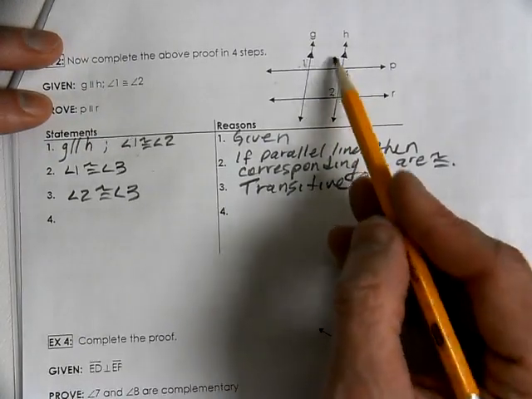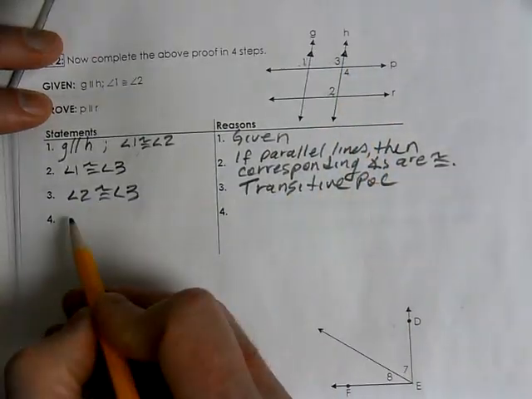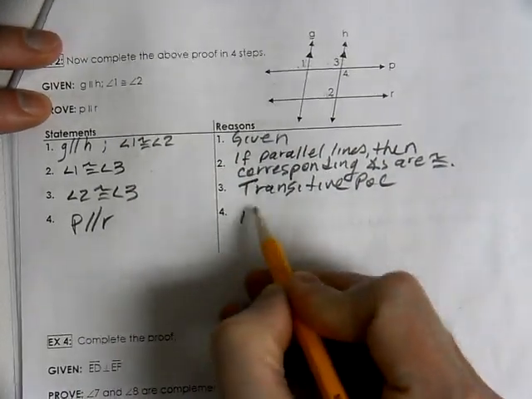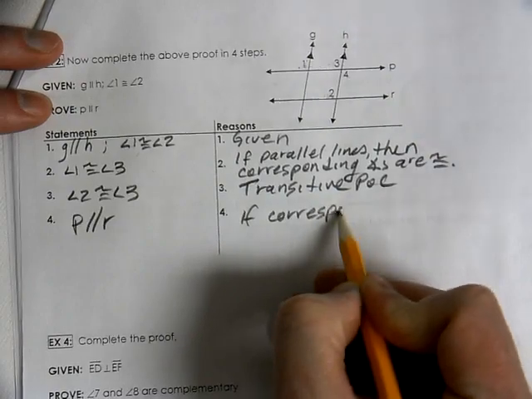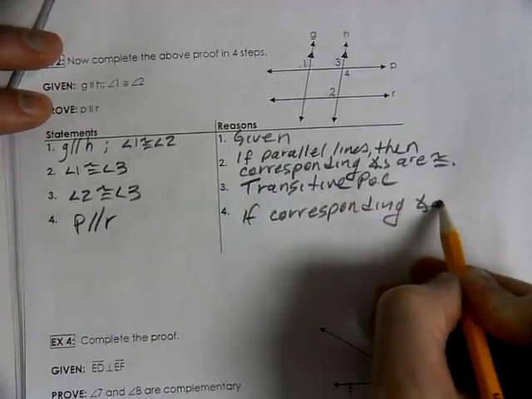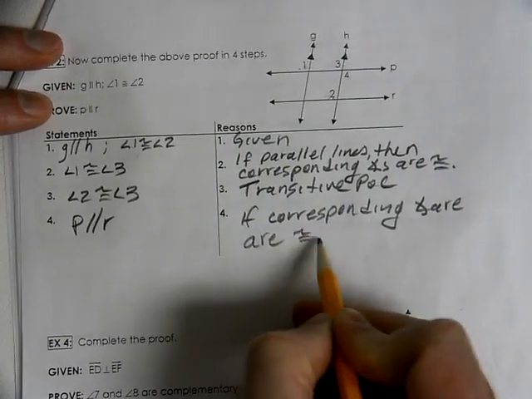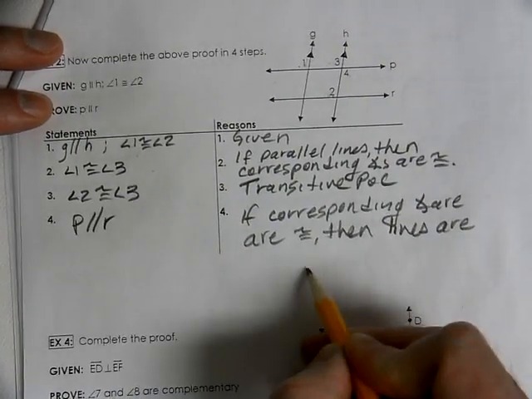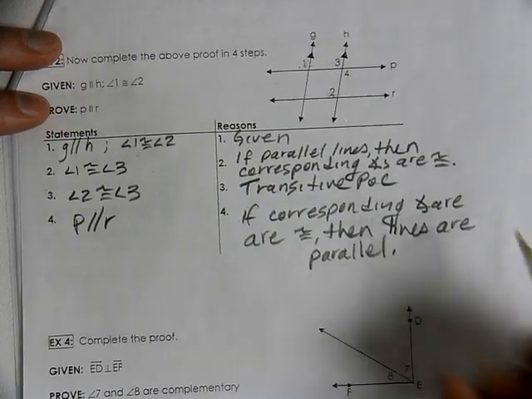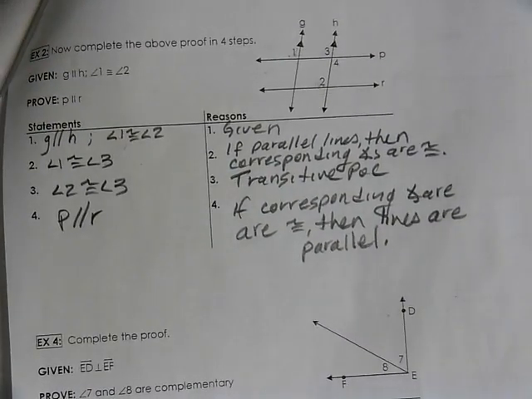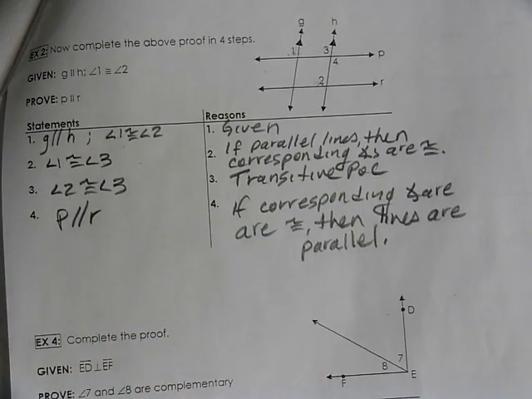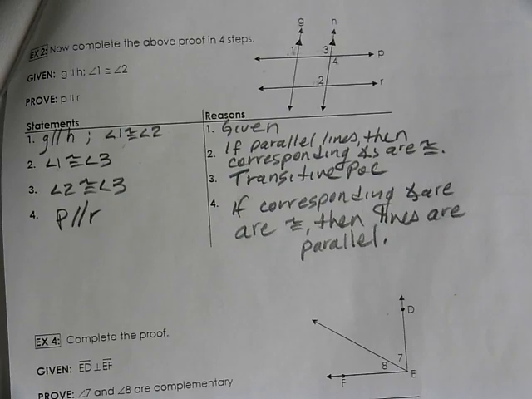So now if 2 and 3 are congruent, those are corresponding angles, I know that P is parallel to R if corresponding angles are congruent. Then is happening right now. Then lines are parallel. So that was the same proof, just done in less steps because we combined and we stayed away from the vertical angles to talk about alternate interior. Just another way to do the same problem.